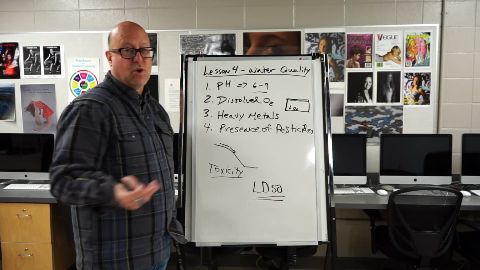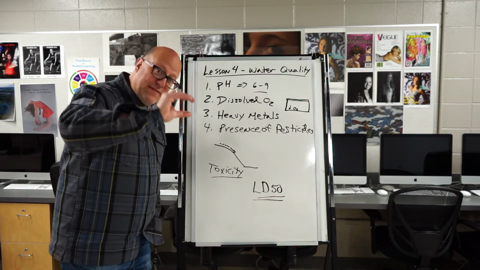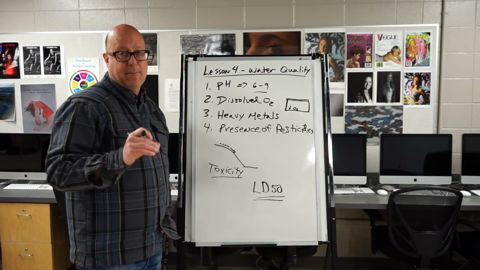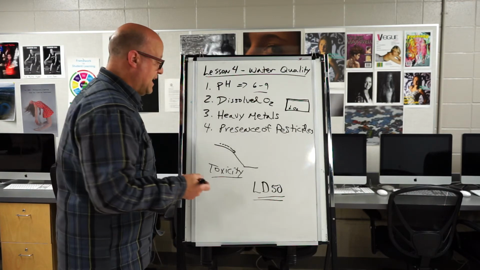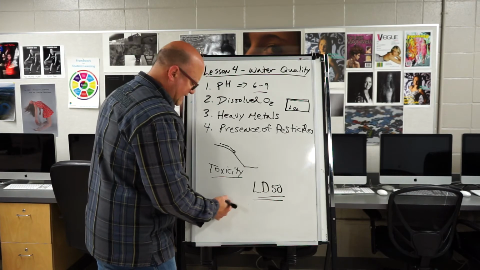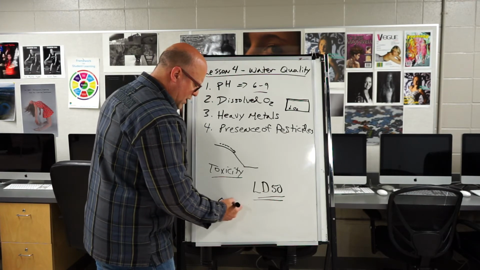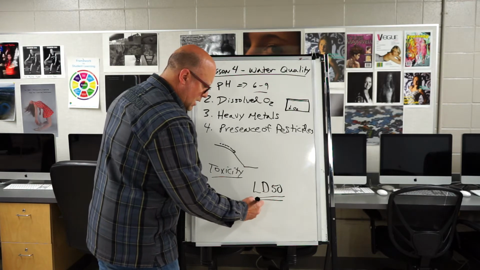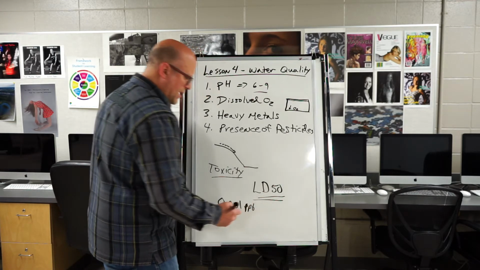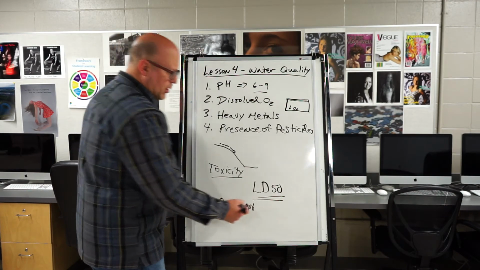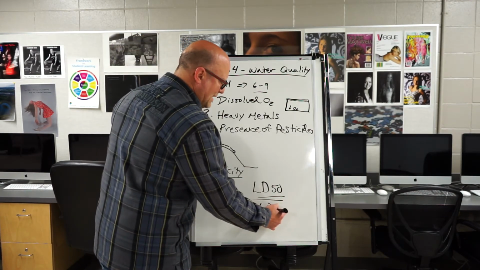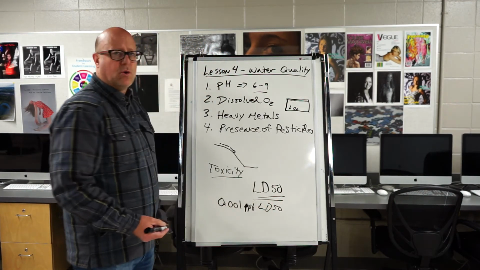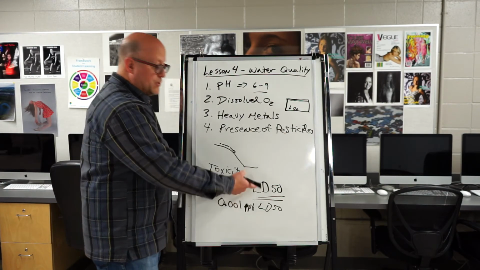DDT is one of the worst. And the lower the LD50, the more dangerous the chemical is. So let's say the LD50 was 0.001 parts per billion. We'll talk about parts per million and parts per billion in a bit. That's a very, very small amount for an LD50, so it doesn't require very much chemical to cause death in 50% of the population.